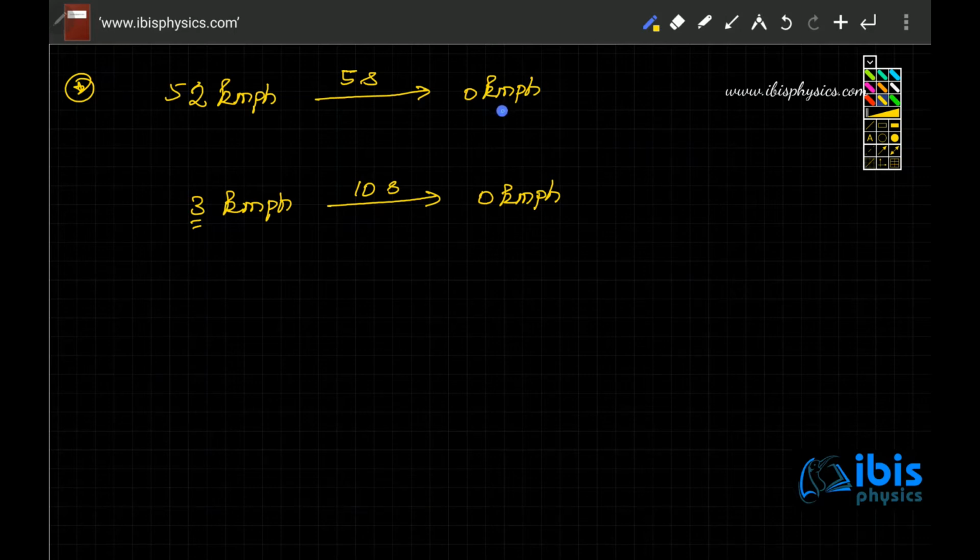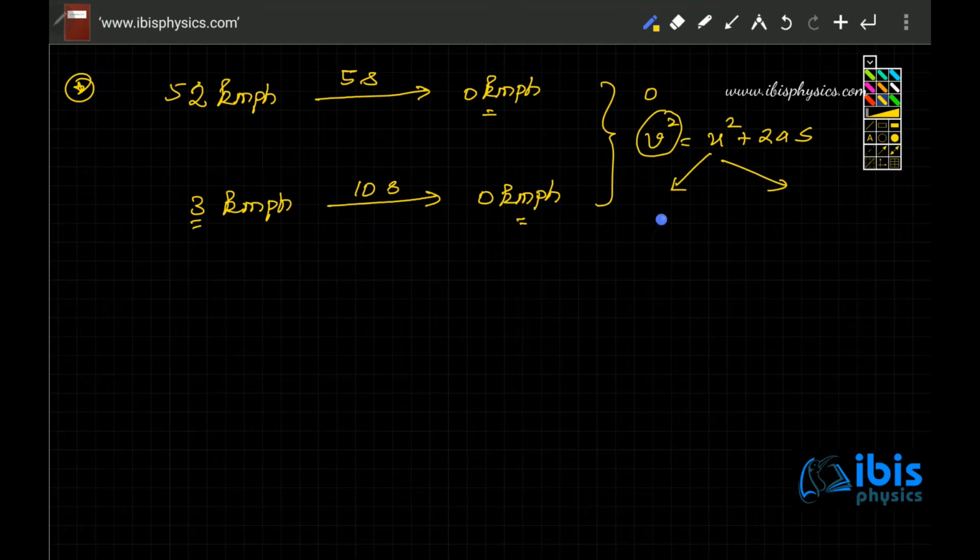If you know the acceleration, you can find the displacement because we have this equation: v square is equal to u square plus 2as. For both cars, the final velocity is 0. For both cars, the initial velocities are different. One car is going with a speed of 52 km per hour and another car at 3 km per hour. But this is in kilometer per hour. In order to find acceleration and all, this has to be converted into meter per second.